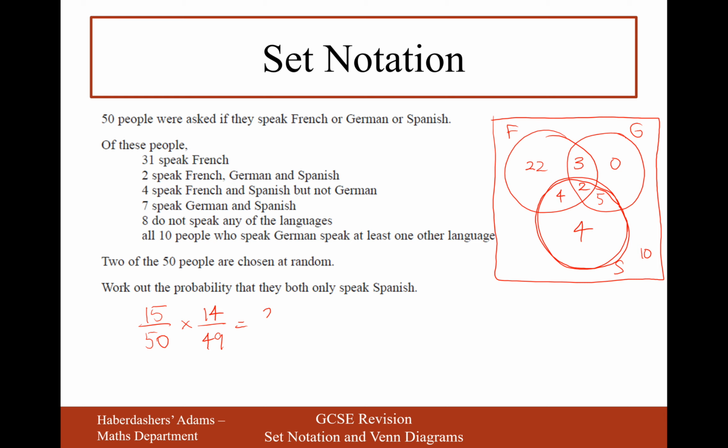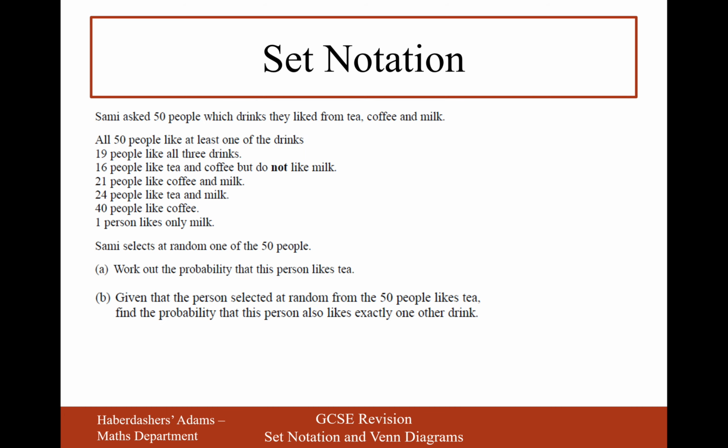That's 210 over 50 times 49. That's 2450. And then let's do 210 divided by answer to simplify the fraction. 3 out of 35. So there we are, that's the answer to that question. Let's move on to the next one, pause the video and give this one a go.